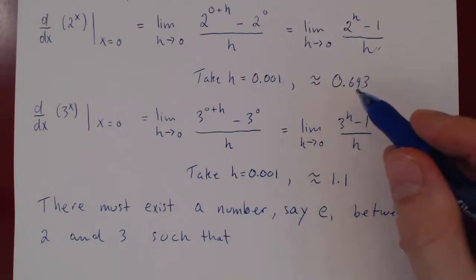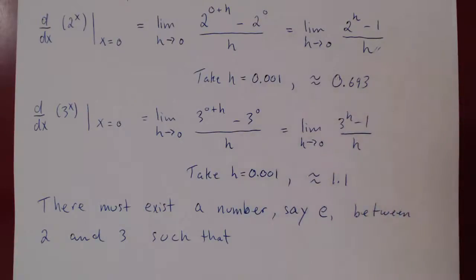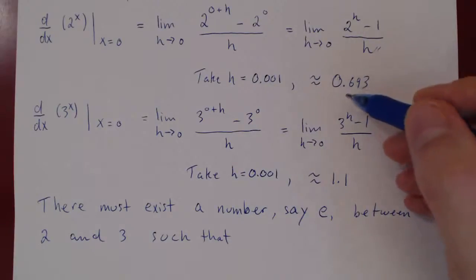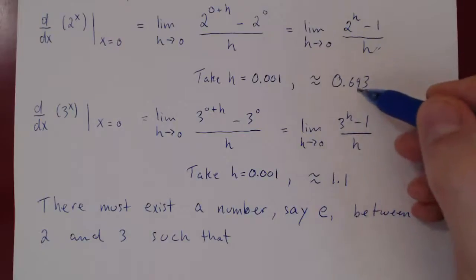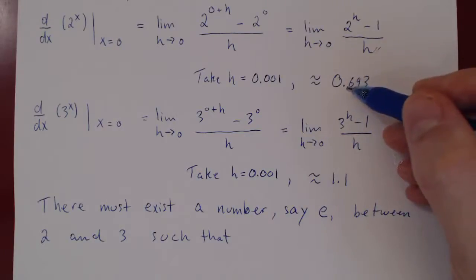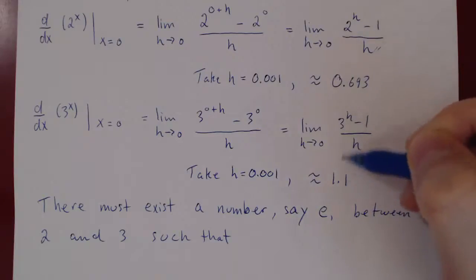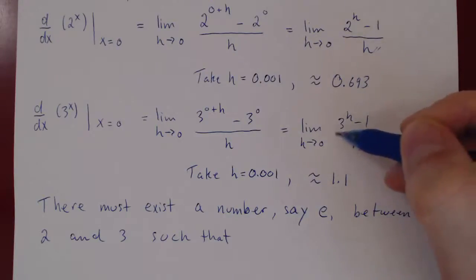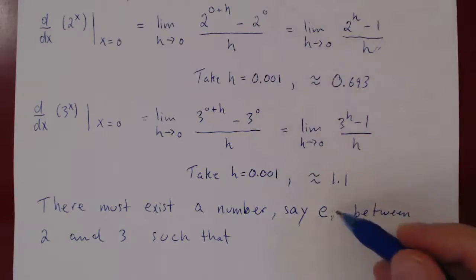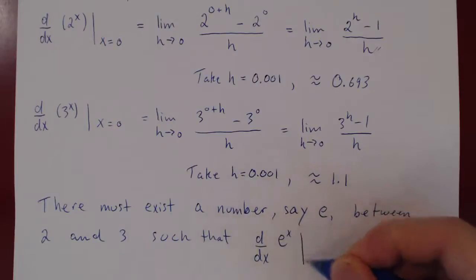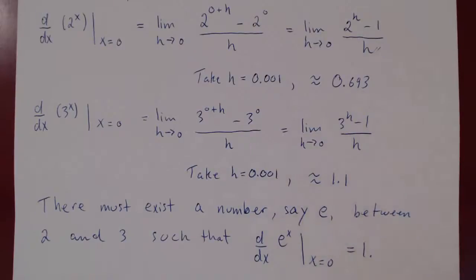So at base 2, you have 2 to the x has a slope of roughly 0.69 at x equals 0. As you gradually increase the base up to 3, there will be a point when you'll have exactly a slope of 1, and that's the number e, such that the derivative, the slope of e to the x at 0, will be exactly equal to 1.